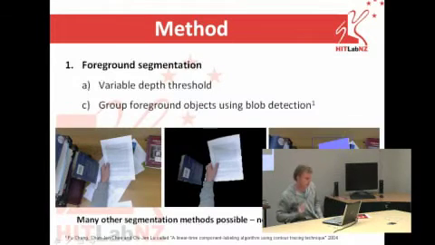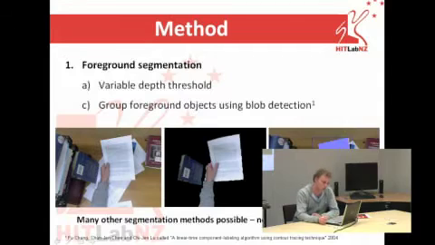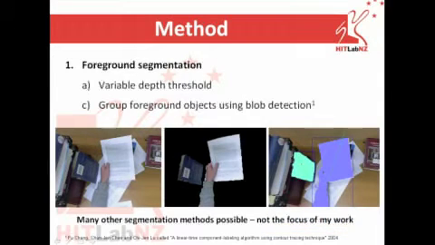So the first one's foreground segmentation, and as I say, this wasn't a focus of mine, but I did it anyway. We're using the Kinect, so we can easily use a depth threshold to segment out just foreground objects. What I did was at every pixel on the screen, I recorded the deepest value that I'd ever seen, and I decided that was the table. And if an object's depth was 98% or less of that, then it became part of the foreground. And then I just did blob detection to group objects together.